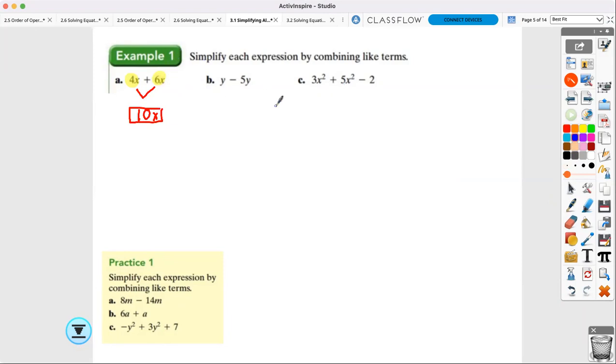Now look at B. B is y minus 5y. They're both y, so they're like terms. But how do we combine them? What number is invisible in front of the first y, class? Good job, Jacob. There's an invisible 1. If you have 1 but you spend 5, you're still going to owe 4.